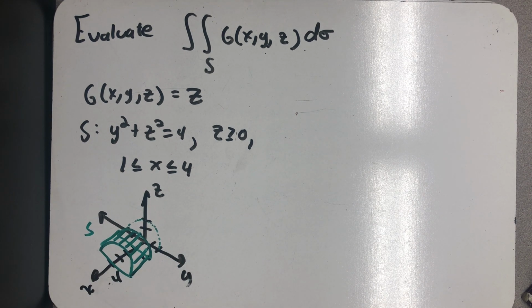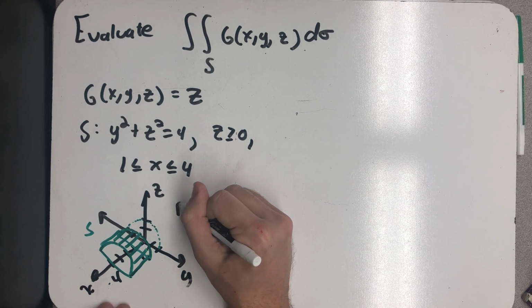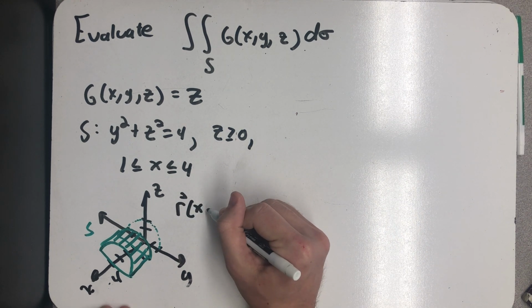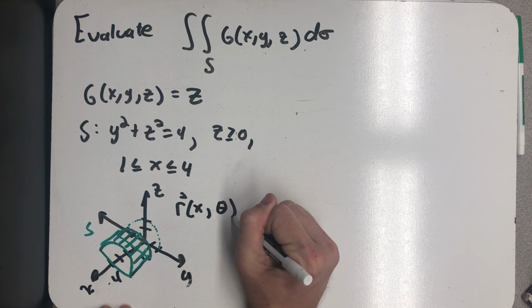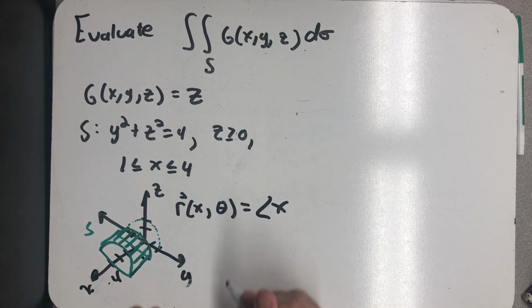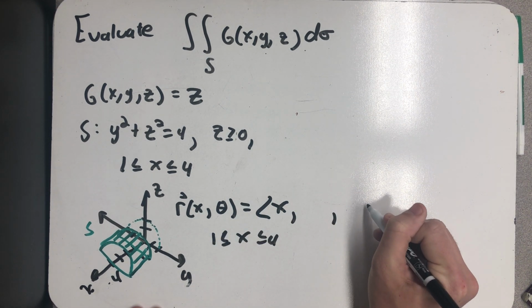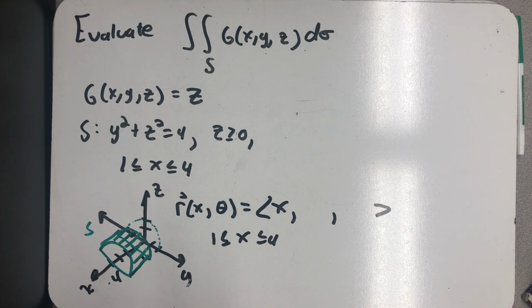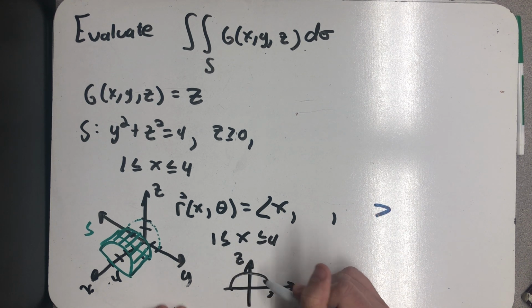And so now our job is to parameterize S. Well, all I know about x is that it's between 1 and 4, so I'm just going to call x x. And then I'm going to use what I know about polar coordinates. So I'm going to let this be a parameterization of the variables x and theta, and the x-coordinate is just going to be x, and I know that x is between 1 and 4. Now for the y and z coordinates, I'm going to imagine I'm parameterizing a circle in the y-z plane, a circle of radius 2.